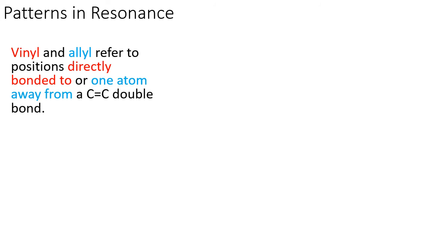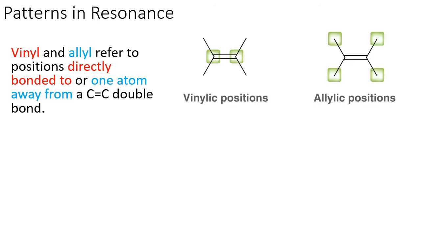You might notice that the terms vinylic or vinyl and allylic or allyl are used a lot to describe where something is bonded in a molecule. So it's important to be familiar with these terms because they are commonly used in organic chemistry. Vinylic positions are when you have something that is directly bonded to the carbon of a double bond. So it's coming right off of that double bond right there. So this would be a vinyl or vinylic position. So would this, so would this, so would this. So if we had something right there, it would be considered to be vinyl or vinylic.